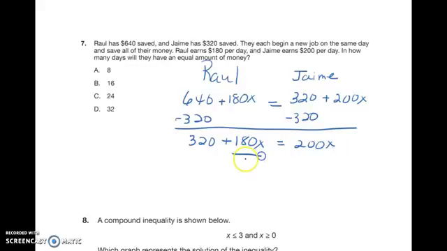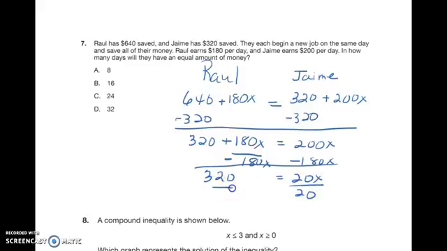Then we're going to subtract 180x from both sides. I'm getting a little ahead of myself. 320 equals 20x, and then divide both sides by 20. So you get x equals 16. So after 16 days, Raul and Jamie will have the exact same amount of money. So the correct answer is B.